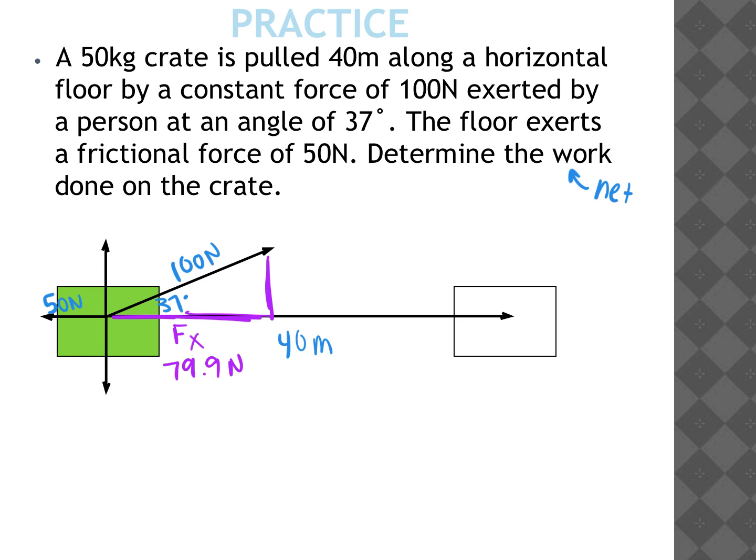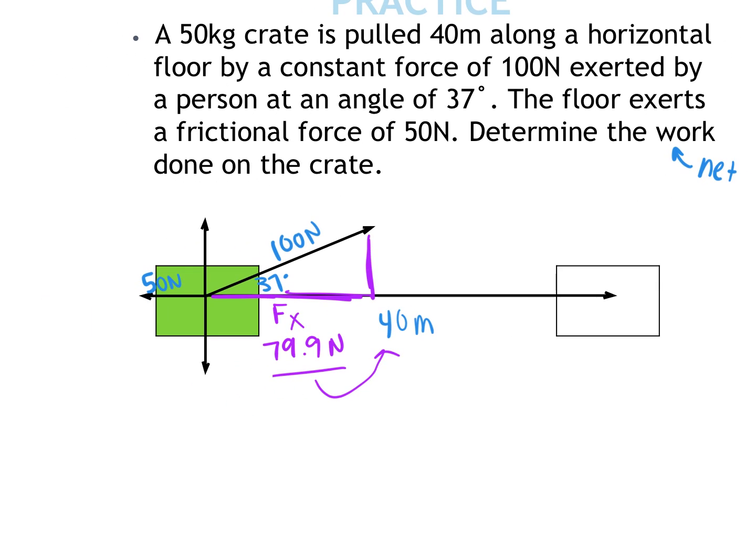Okay, we could go about this two ways. We could find the work done by this force for 40 meters, and the work done by this force for 40 meters, and then solve for the net. But in my opinion, I think it's easier to just find, well, what's the net force? And then we'll take that times our displacement. So I'll leave that up to you which option you want to choose.